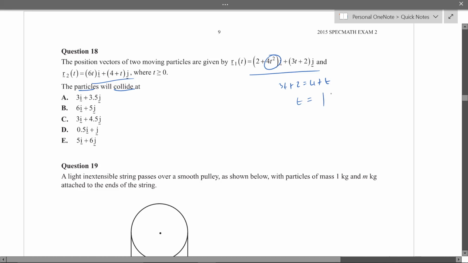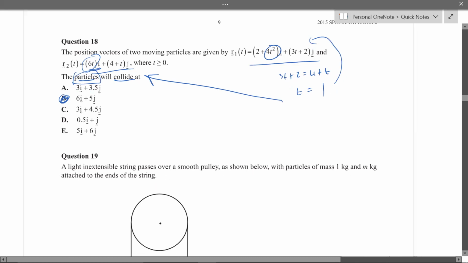So if you sub t equals 1 back into either equation, the easiest to sub it into would be 6t, because it would just be 6. And then you look for the answer that has 6i in it, so that would be B. If it had said where the paths collide, you would have to make a Cartesian equation for both of them, and then equate those together.